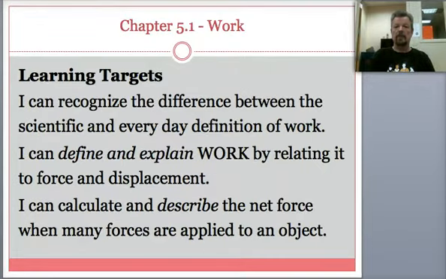The learning targets for chapter 5.1, or work, are as follows. I can recognize the difference between the scientific and everyday definition of work. I can define and explain work by relating it to force and displacement. I can calculate and describe the net force when many forces are applied to an object.